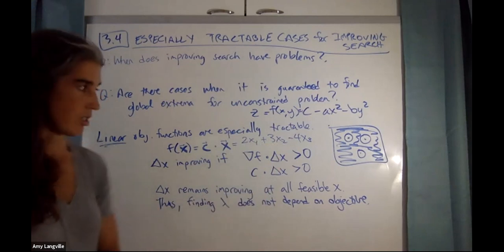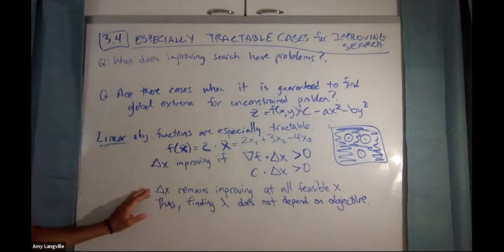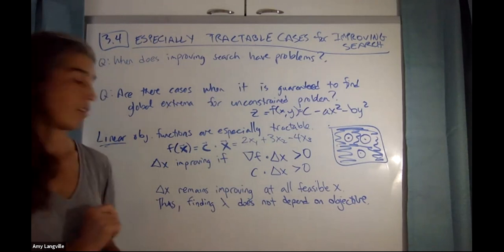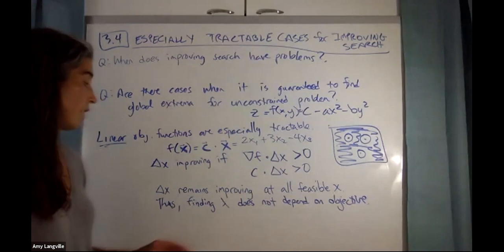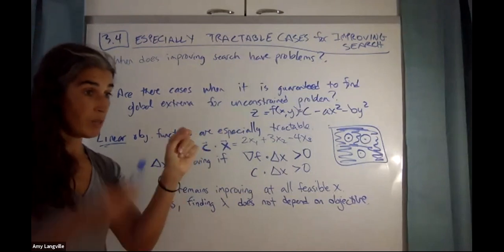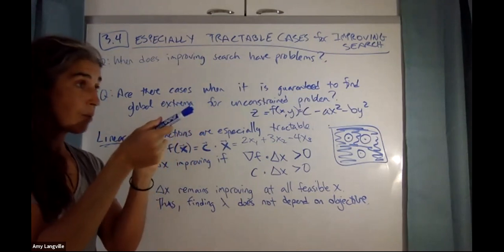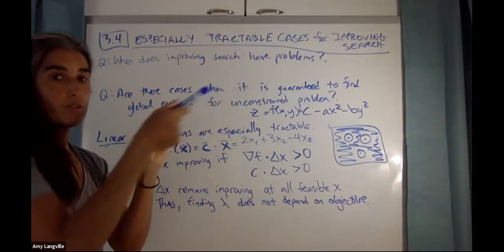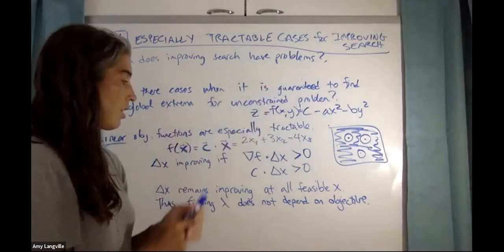So easy computation, easy to check. But here's where it gets a little bit better: this delta x remains improving. Once you find an improving direction, it remains the improving direction at all feasible x. And thus, when we're trying to get the step size, remember at a point we have a direction that is an improving direction. That remains improving all the way until you're no longer feasible. So you can actually run all the way to the edge of a feasible region.